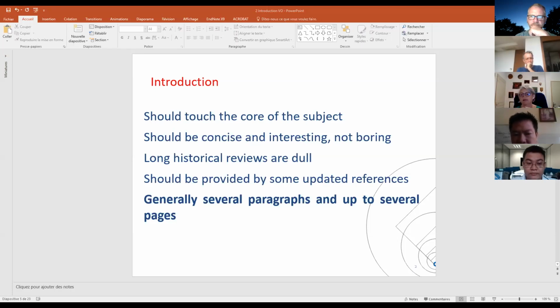So keep that in mind and try not to do something too long unless you're doing a systematic review. Systematic reviews, of course, need to be long because they're systematic reviews.